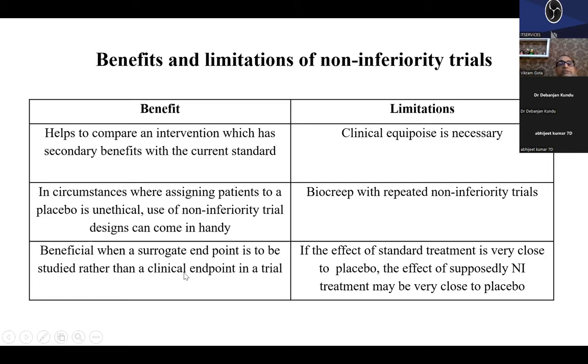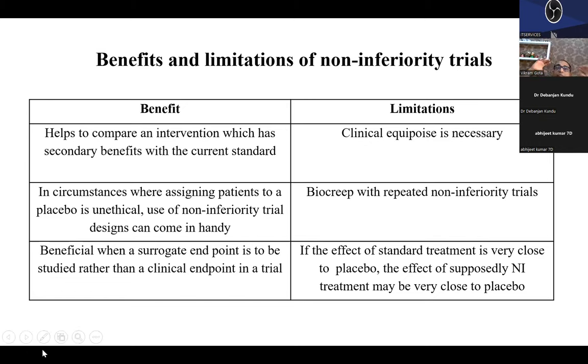Okay, beneficial when the surrogate endpoint is to be studied rather than a clinical endpoint in a trial. This may or may not be a huge benefit because there are still a lot of non-inferiority trials conducted for survival outcomes. But the purpose of doing a non-inferiority trial is that you want to bring the treatment into clinical use as quickly as possible. Surrogate endpoints by definition always happen much before the clinical endpoints of interest. So if you have a surrogate endpoint, then you will be able to demonstrate non-inferiority quickly. So that is what it means.